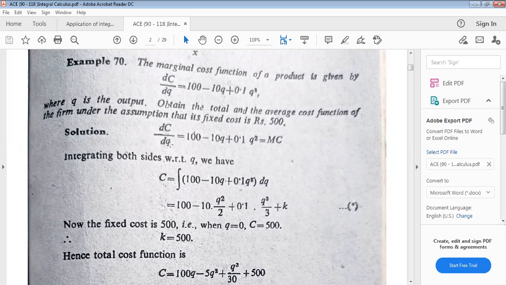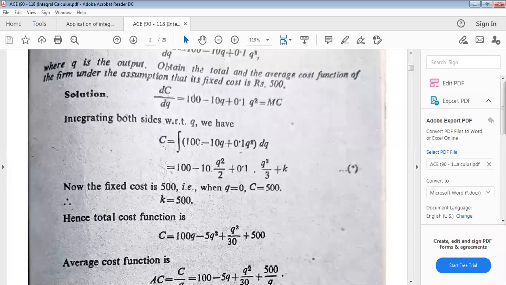Now, given the marginal cost will be this. This is the MC. Now taking integration on both sides with respect to Q, there is no x. Without x, in this question Q is used. Q is the output, or inputs, or number of units, same words. C equals just taking integration of this, 100 minus 10Q plus 0.1 Q squared. We have to take integration with respect to dQ, not dx. In place of x there is only Q.